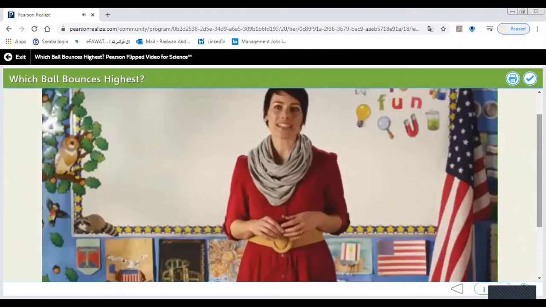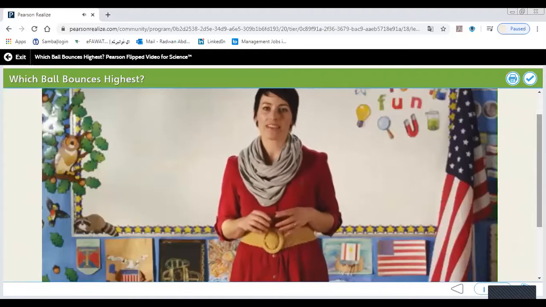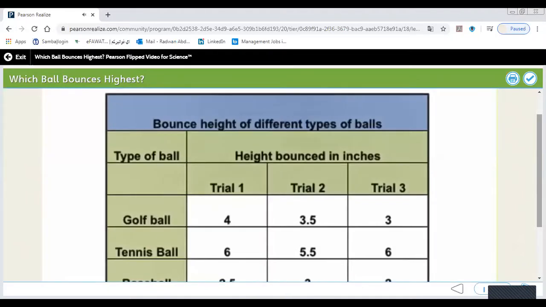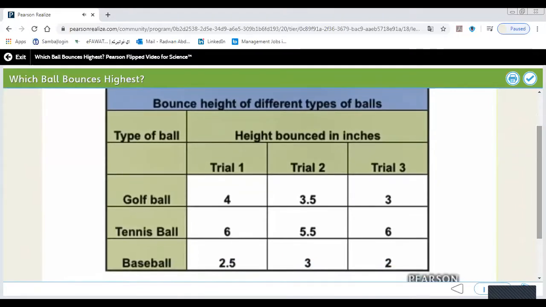Marcus constructed a table using computer software that helped organize his data. The table looks like this. The title of the table explains what information is contained in the table. The table shows the type of balls tested, the results of the experiment, and shows that the experiment was completed 3 times. That's called 3 trials.